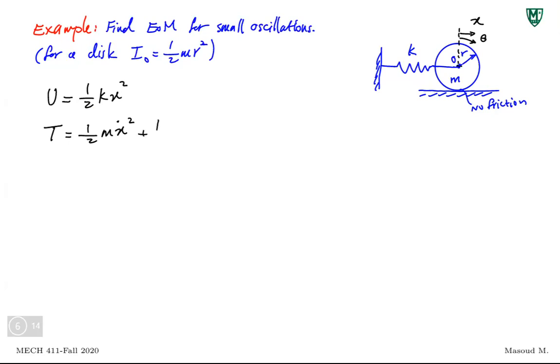So this becomes 1 over 2 I_O theta dot squared. It rotates around the center O, theta amount. And we said oscillation is small, so that theta is a very small angle. It goes very small around its equilibrium point. Now here is the problem we have now. We have two expressions written in x, one is written in terms of theta or theta dot. How do I deal with that?